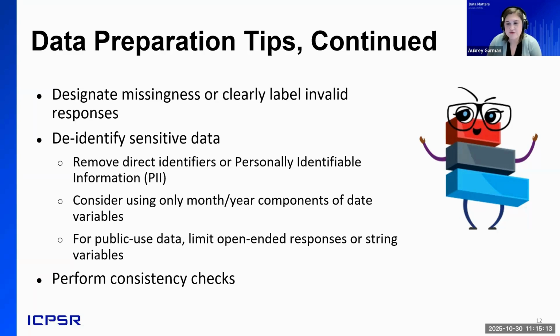This often involves removing or masking variables that contain direct identifiers or personally identifiable information like names, contact information, or other unique identifying numbers. Other confidentiality considerations may include removing the day component of non-administrative date variables or limiting open-ended text responses in public use data. If the data contain particularly sensitive or disclosive information that is still analytically important, consider making the data available with restricted access instead of public.